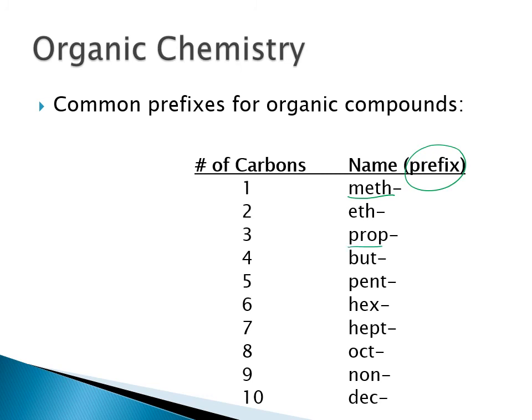But for example, you may recognize the name propane or butane. And so what that's telling you is propane is a molecule that has 3 carbons. Butane is a molecule that has 4 carbons. So the number of carbons can be depicted in the name.